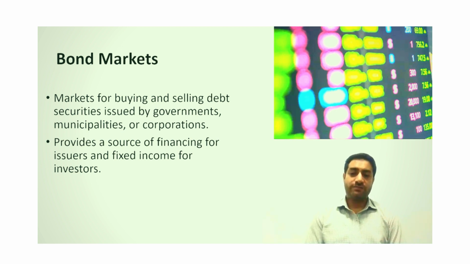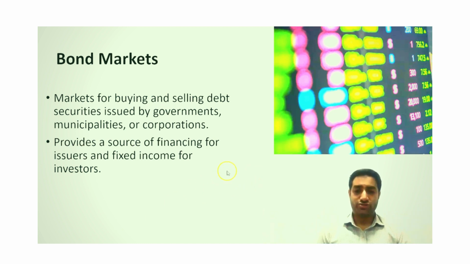Now, another type of market is the bond market. These are markets for buying and selling debt securities issued by governments, municipalities, and corporations. So this is a market where bonds are bought and sold. Now, what is a bond? First and foremost, you should understand that. A bond is a debt instrument. Now, what do you mean by debt?